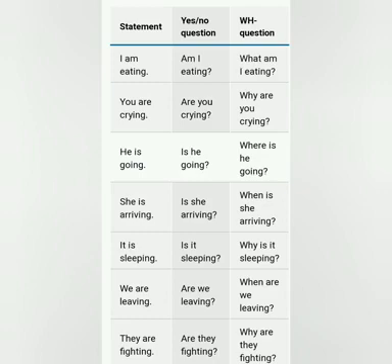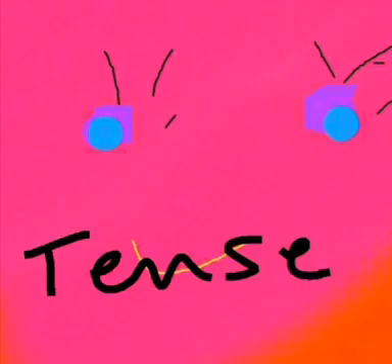Are you noticing, children? I am using all WH words to make questions. It is sleeping. Is it sleeping? Why is it sleeping? We are leaving. Are we leaving? When are we leaving? They are fighting. Are they fighting? Why are they fighting? Children, please read this question chart again, you will understand it nicely.